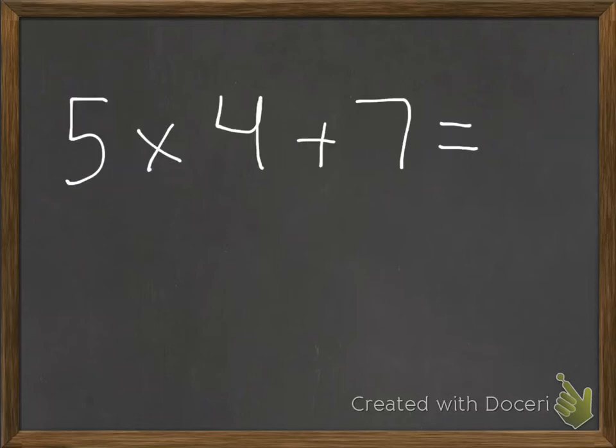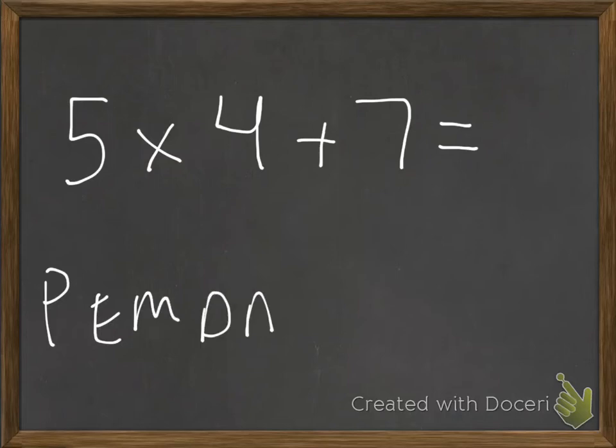So let's try this one. What is 5 times 4 plus 7? Well, let's think about this. Remember PEMDAS. Now, I like to think about it this way. We're going to group multiplication and division together, because when you look at these, you want to do whatever comes first when reading from left to right, okay?